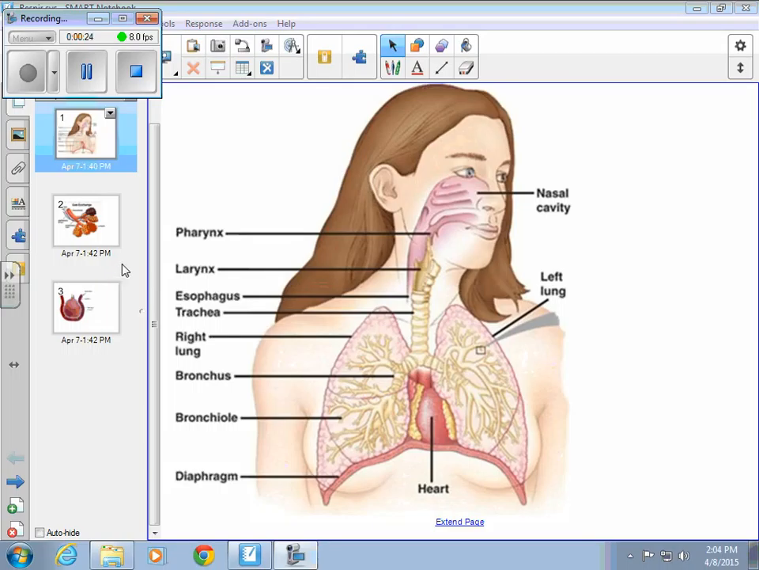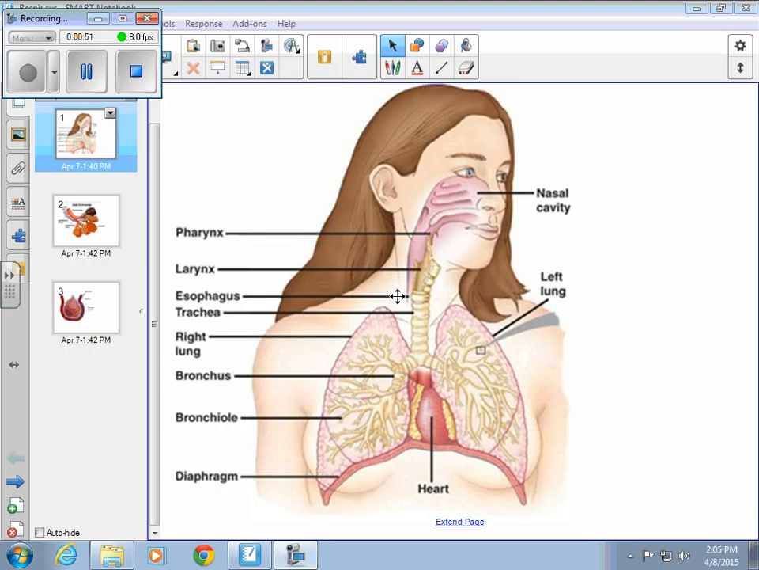On your diagram, you need to have all of these structures labeled. The picture that I have looks slightly different from the one that's in your packet, but the structure of the system is very similar. You'd start with the nasal cavity. From the nose and the mouth, the back of the throat would be the pharynx. The larynx, which is also called the voice box, that's where the vocal cords are.